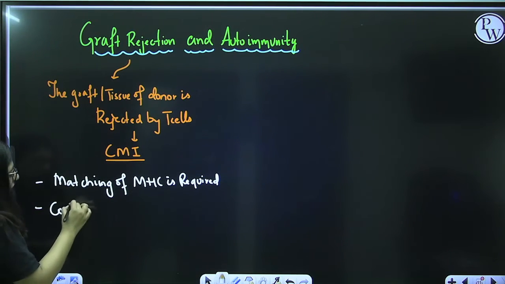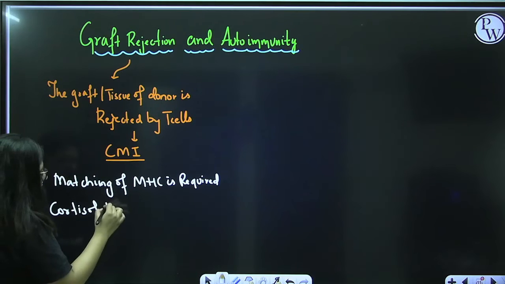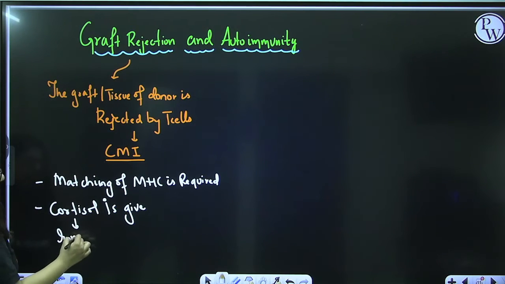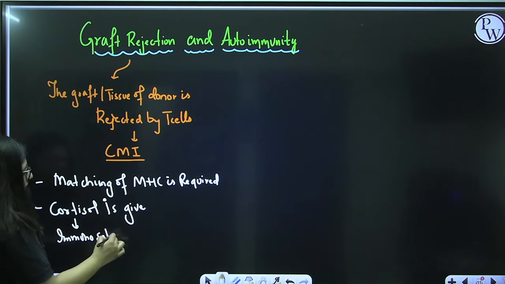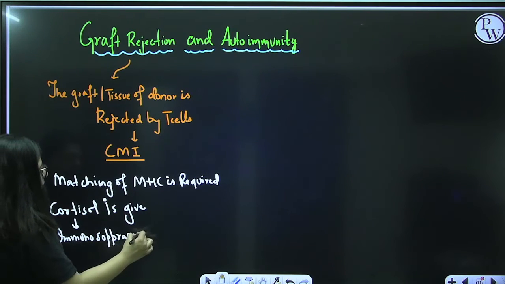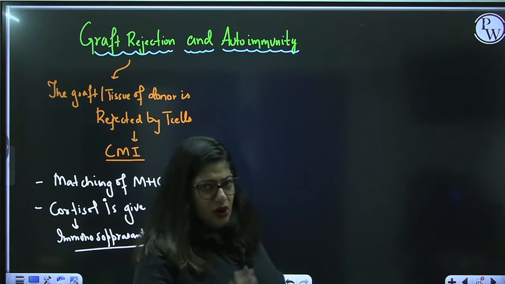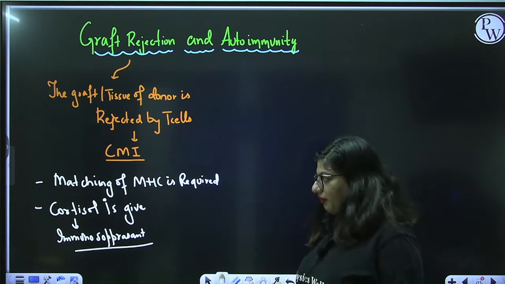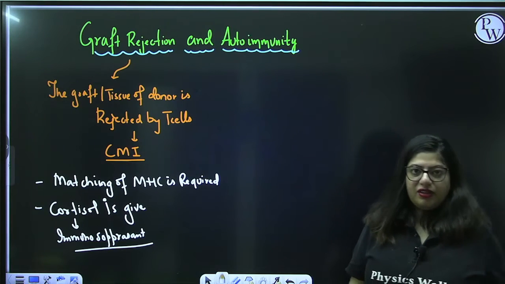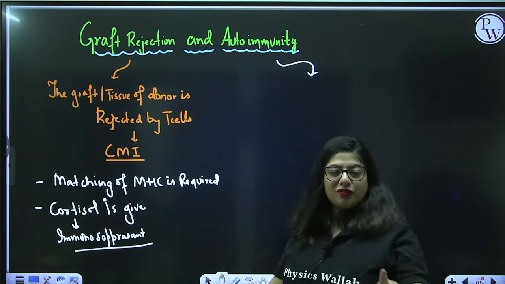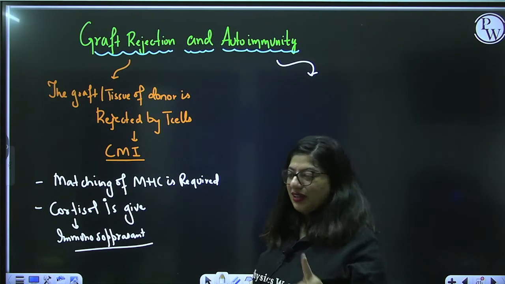Second, we can also give cortisol. Why? Because cortisol is an immunosuppressant. It will suppress the immune response and the rejection chances will also be less. So these two things are always kept in mind during organ transplant. Now what's autoimmunity? That we have also discussed in the previous class. It's a revision.